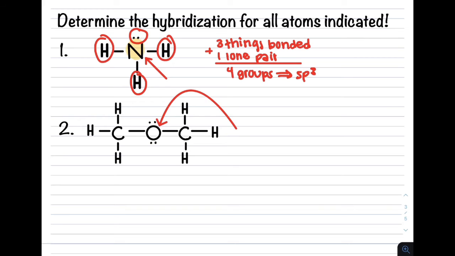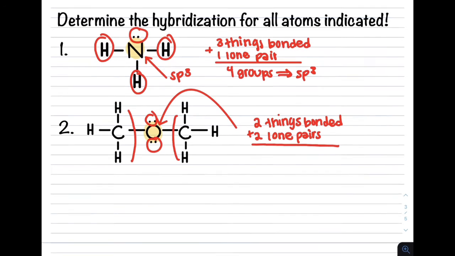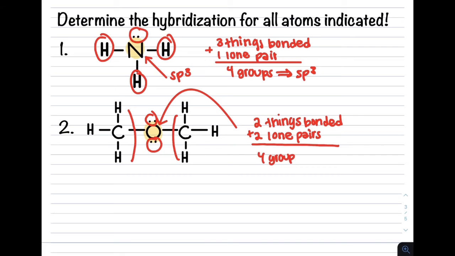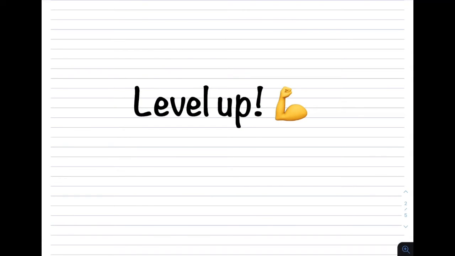sp3. For the second question, the oxygen has 2 lone pairs, and it's bonded to 2 things. So the 2 things it's bonded to, plus the 2 lone pairs, that will give us 4 groups in total, and so we get sp3 here too. And now we're leveling up.